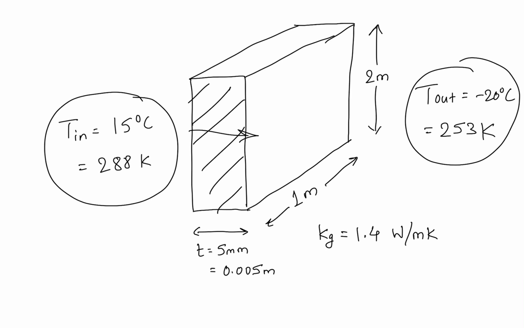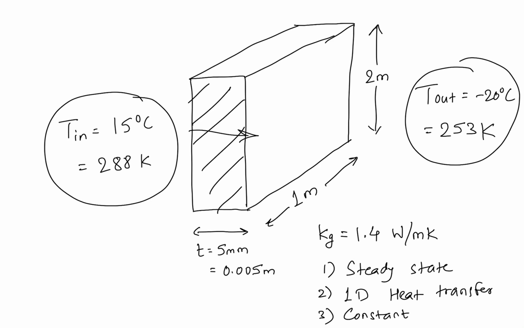So what are the assumptions here? The first assumption would be it is a steady state heat transfer. The second assumption would be it is a one-dimensional heat transfer. And the third assumption would be that throughout this temperature range from 15 degrees Celsius to minus 20 degrees Celsius, we are assuming the thermal conductivity is constant. It is not changing with temperature. Constant K.